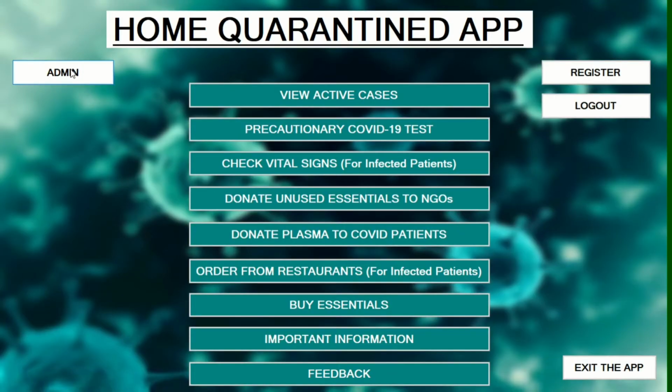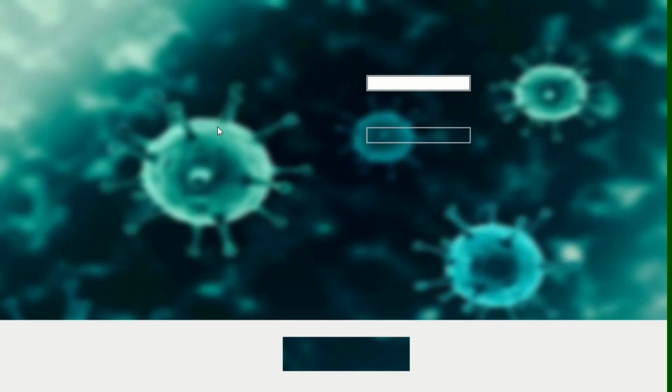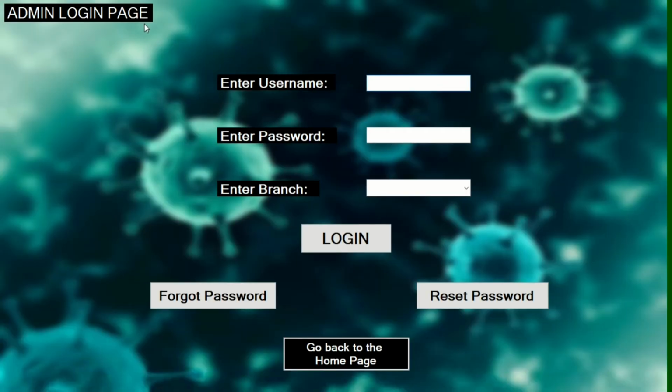This is for the admin login. Now there are 4 types of admin. One is the app management admin, which manages the overall management like sending forgotten passwords, receiving the feedback.